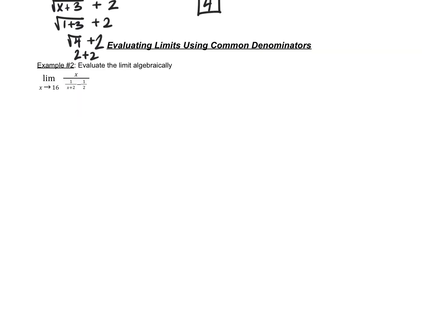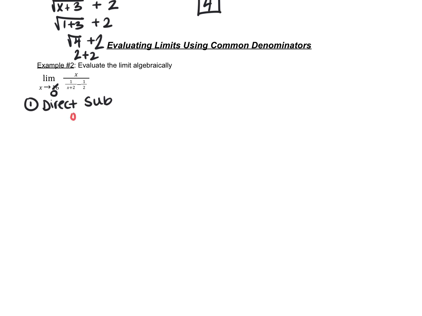Okay, so the last example requires us to use another strategy called common denominators. So let's take a look. Step 1, as always, is our direct substitution. I noticed that there's a little typo here. This is supposed to be as x approaches 0, so feel free to change that. So let's do direct substitution.